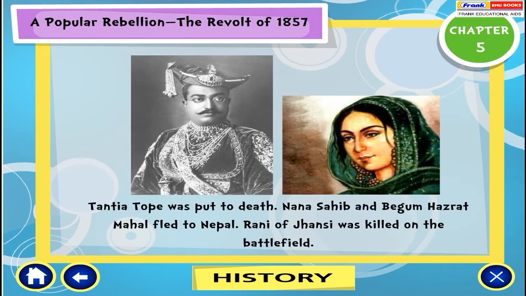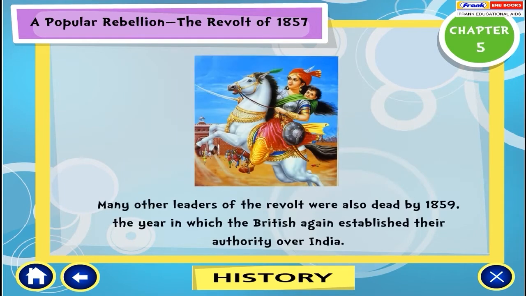Tantia Tope was put to death. Nana Sahib and Begum Hazrat Mahal fled to Nepal. Rani of Jhansi was killed on the battlefield. Many other leaders of the revolt were also dead by 1859, the year in which the British again established their authority over India.